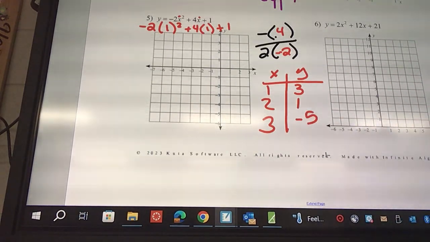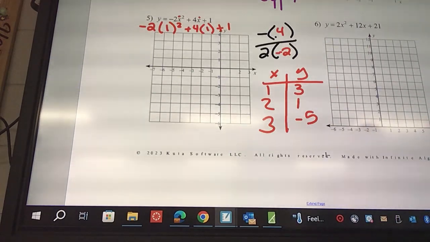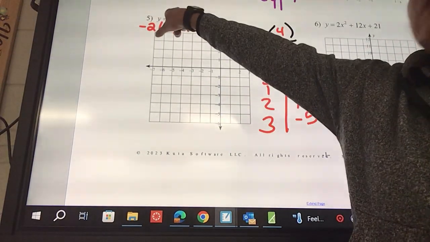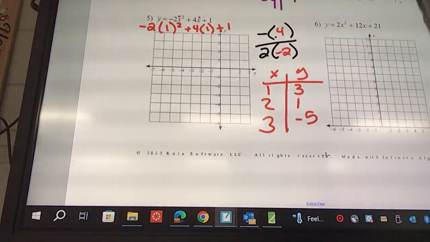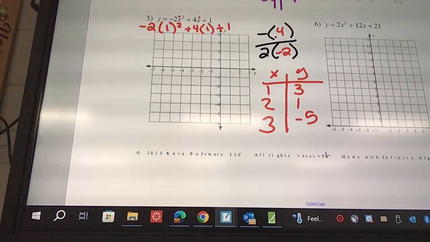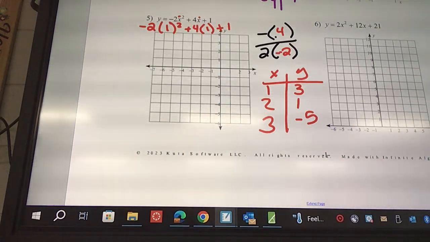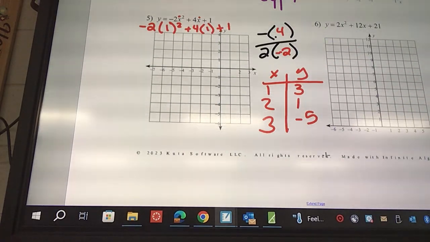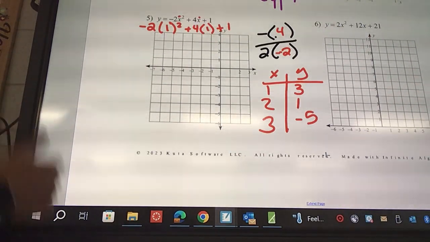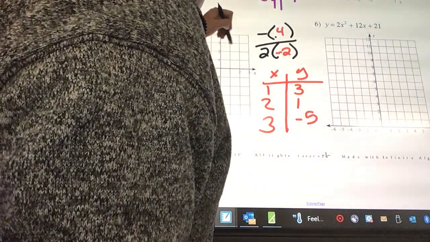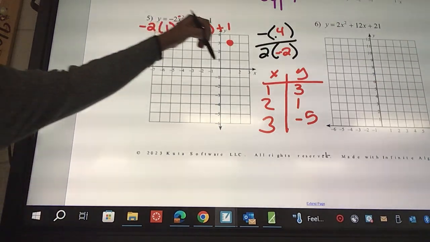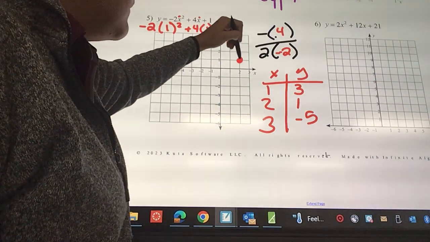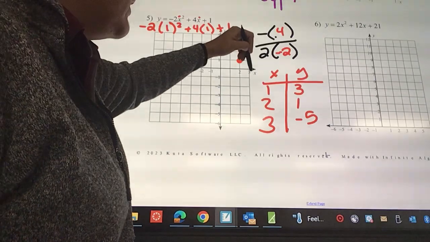Now, I want you to think about this. Before, when there was a minus sign out front, what did that do to our graph? It made it open down, remember? If there was a negative out front, when we did vertex form, it made it open down. So this one should open down as well, with a slope of 2. So we're gonna go to 1, 3. Then we're gonna go to 2, 1. And then I'm gonna go over and go down to 5.